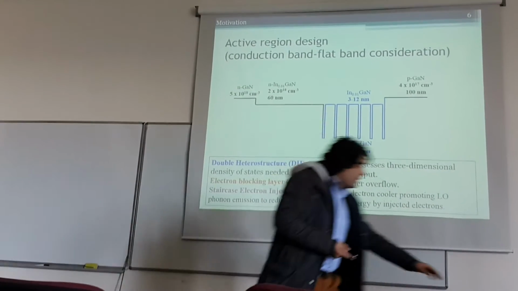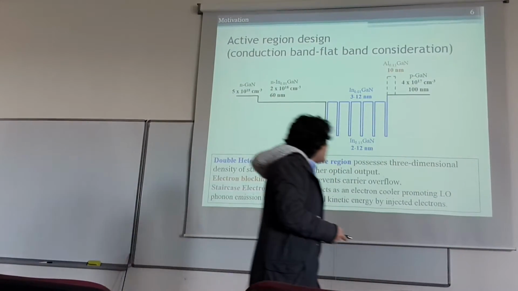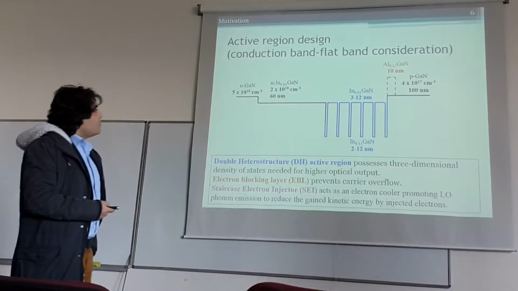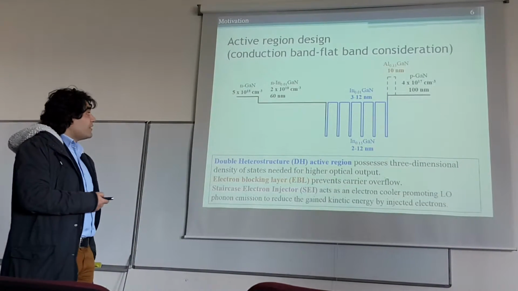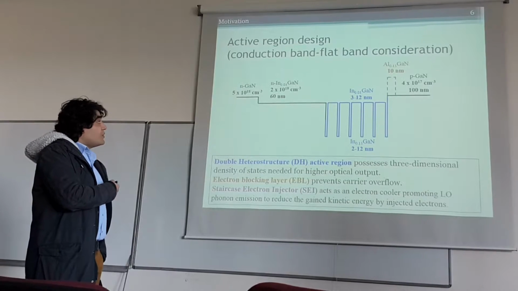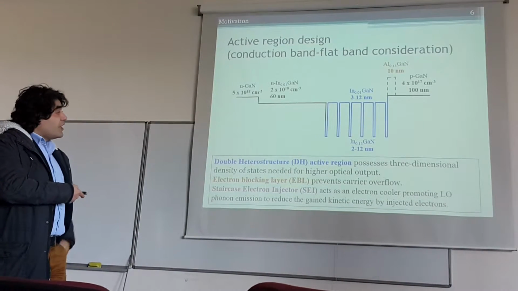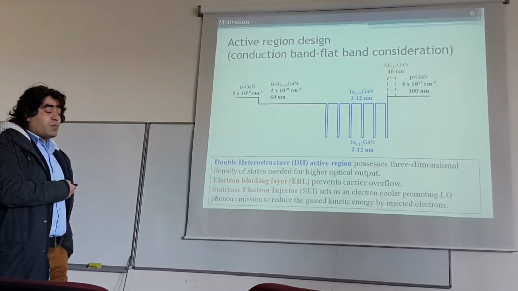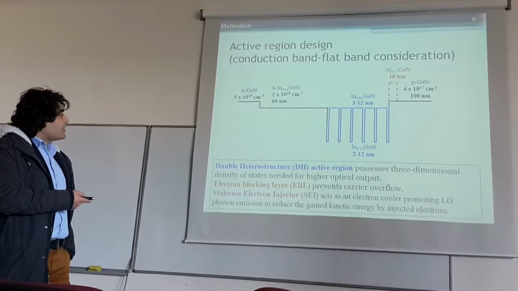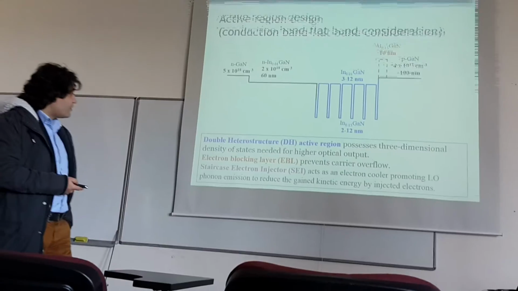Another way to mitigate this problem was adding an aluminum gallium nitride electron blocking layer. As I told you earlier, electrons were overcrossing the active region. We can create an effective potential, and the number of carriers in the active region would increase.